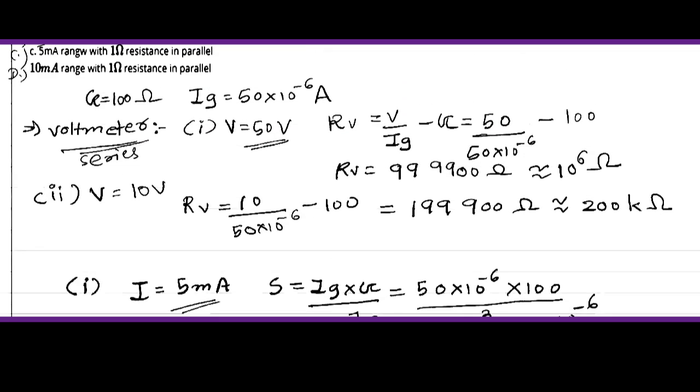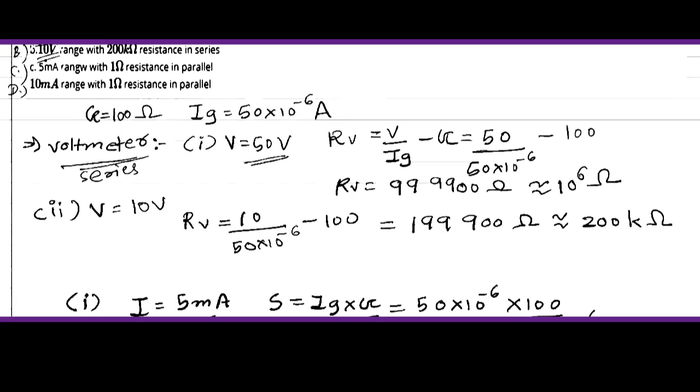Now, we will see our options. Option A says when we take voltage 50 volt, then our range of resistance will be 10 kilo. But here our range of resistance is 10 raised to 6 ohm. In option B, if we take 10 volt, then our range will be 200 kilo ohm, which is correct.